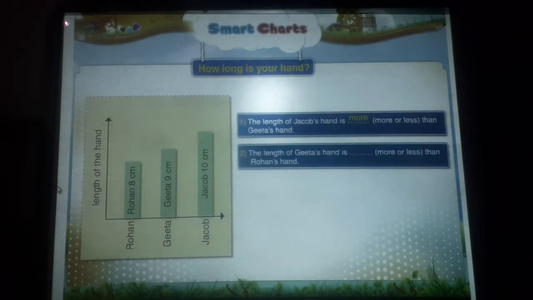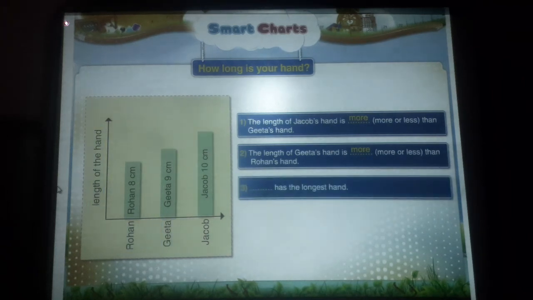Look at the picture and fill in the blanks. 1. The length of Jacob's hand is dash more or less than Geeta's hand. The length of Jacob's hand is more than Geeta's hand. 2. The length of Geeta's hand is dash more or less than Rohan's hand. The length of Geeta's hand is more than Rohan's hand.